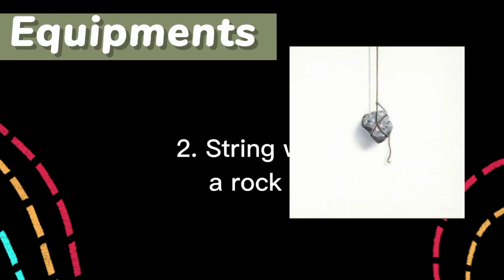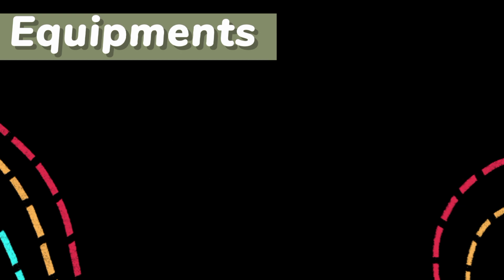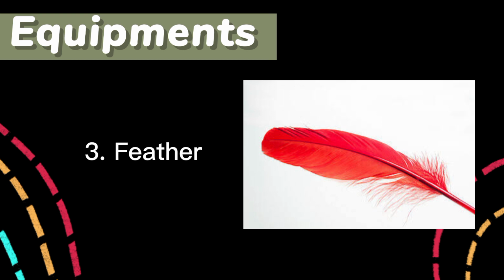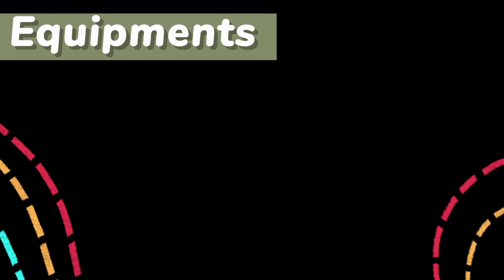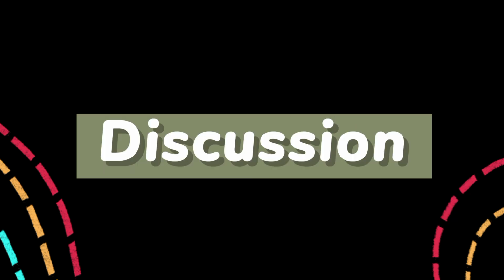Number 2 is string with a rock tied to one end. Number 3 is an object with a large drag coefficient such as a leaf or feather. We use a feather as reference. Number 4 is styrofoam, a plastic foam ball, a ping pong ball, or a tennis ball. We use a styrofoam ball.